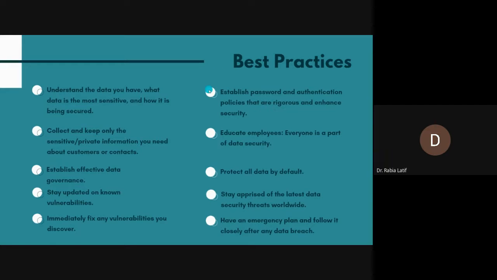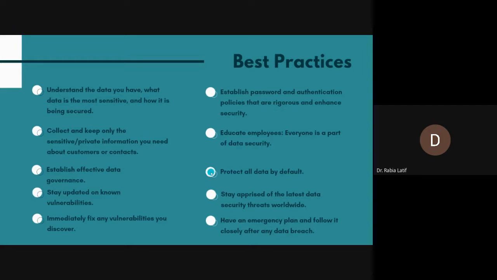Establish password authentication policies, proper policies for password generation and authentication. It's good to go for multi-factor authentication. Educate employees. If everything is in place and your employees are still not following it, that can affect you in a very harmful way. Once you put everything in place, it's very important to educate your employees, give them training, inform them through emails and so on.